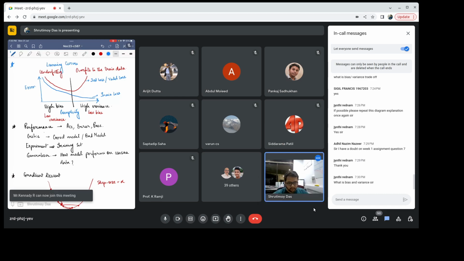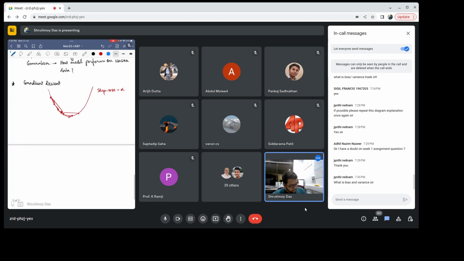So Jyoti is asking what is bias and variance. Before explaining bias, we'll go into the hypothesis space. As you have seen in the lecture, for n number of features, we can have up to 2 to the n number of models or functions. So our hypothesis space will have this many functions.